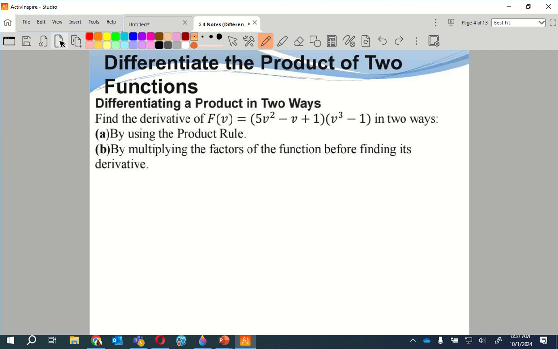Find the derivative of f(v) in two ways, by using the product rule and by multiplying the factors of the function before finding its derivative. Okay, so identify each one first. So identify my f. My f is going to be 5v squared minus v plus 1. G is v cubed minus 1.